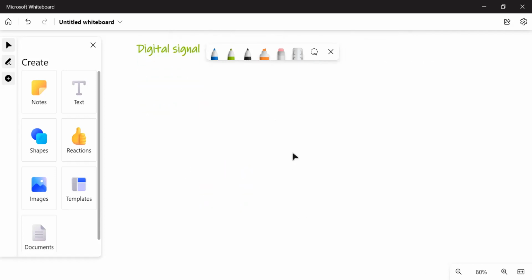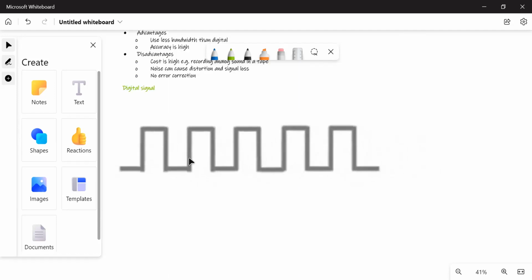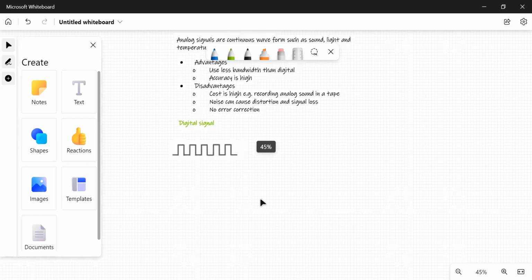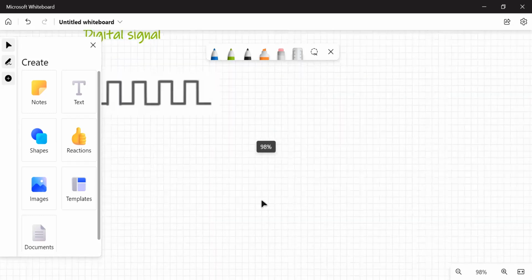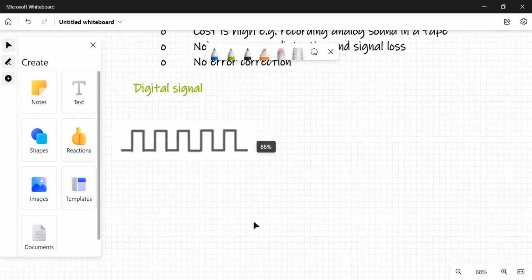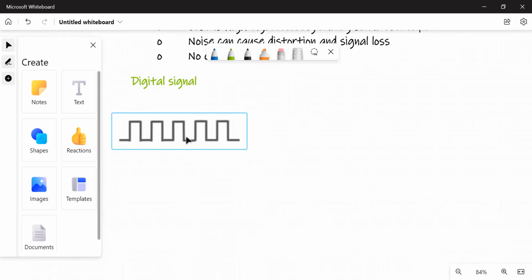So in digital signals, on the other hand, what we have is two discrete levels, or two different levels of voltage, right? So simply we can have voltage low and high used to represent digital signals, right? When we have digital signals, we have low and high.